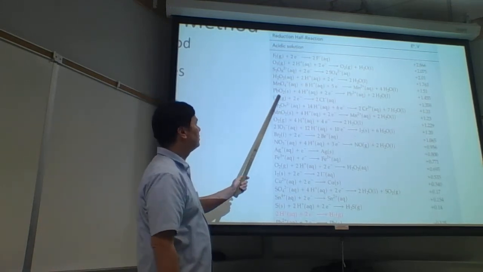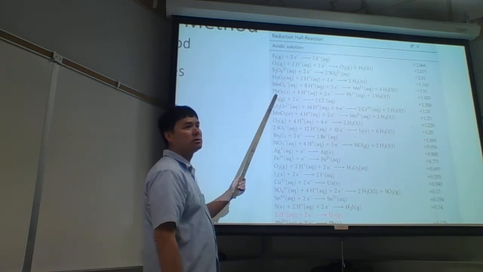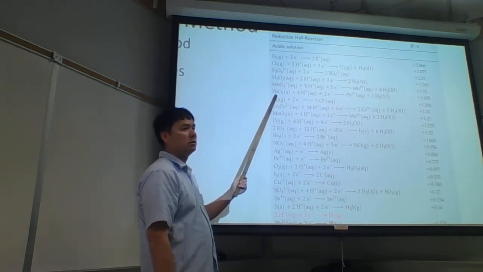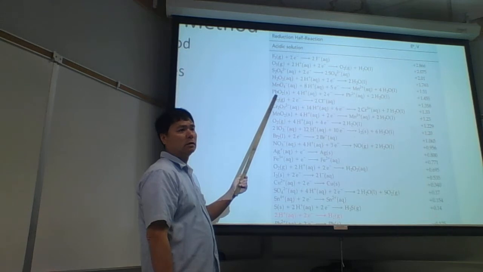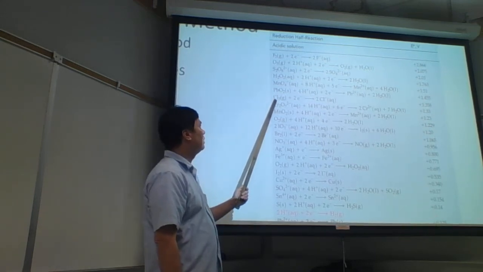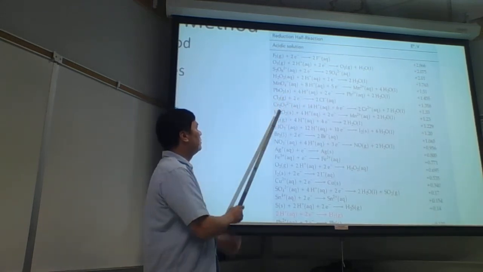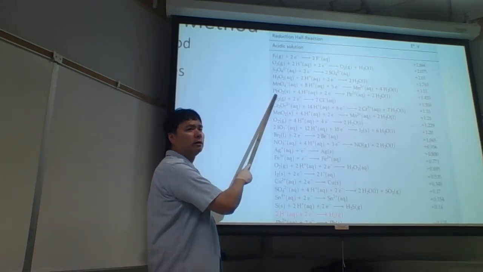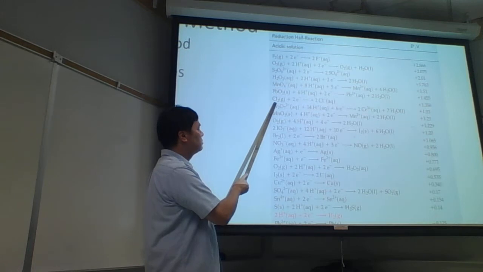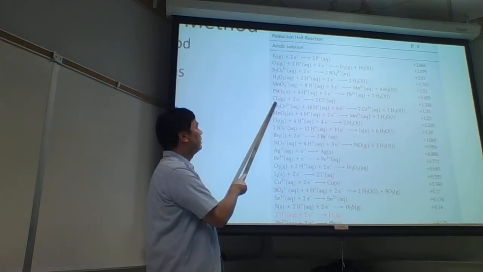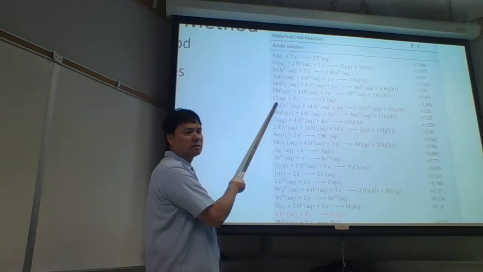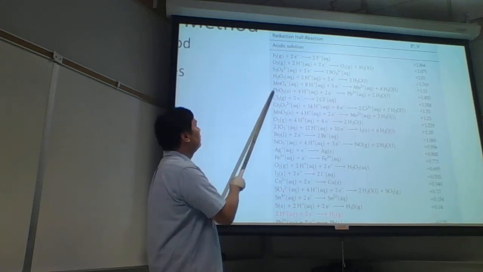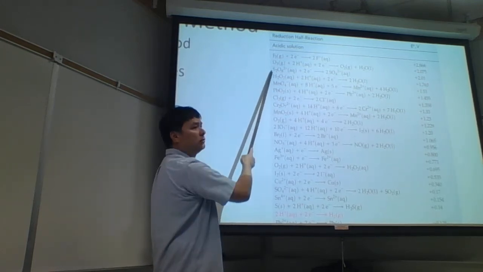This one's not as common. This one occurs in car batteries. What's this one called? Lead 4 oxide is the correct name for that. This is what we call the cathode, the car battery. We'll talk about that later. This one? Chlorine gas. Chlorine gas we expect to be a powerful oxidizer, right? Chlorine, fluorine. Fluorine's more powerful.